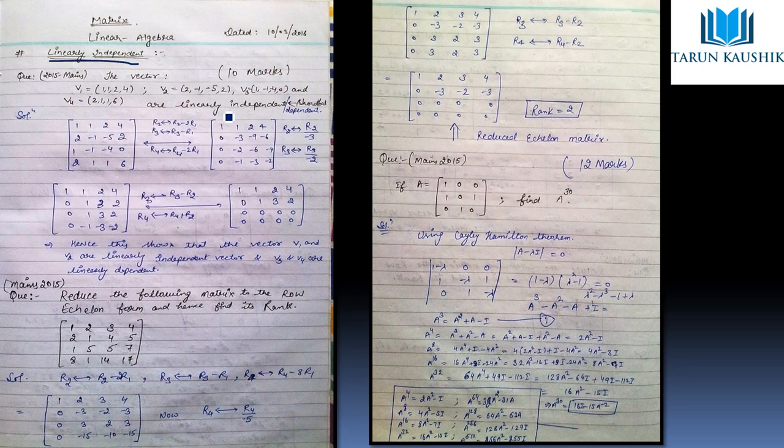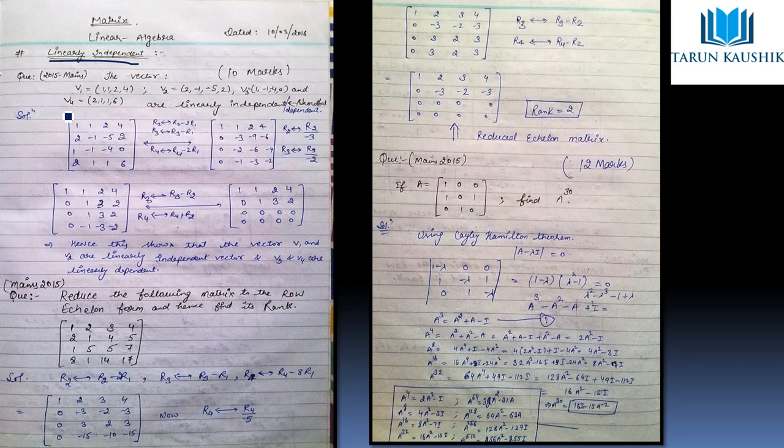The question will be asked that show that these vectors are linearly dependent or linearly independent. So how can we show whether the vectors are linearly dependent or independent? In mains 2015 the question for 10 marks was: these 4 vectors v1, v2, v3 and v4 are given. We have to show whether these are linearly independent or dependent, and justify our answer. The procedure is very simple.